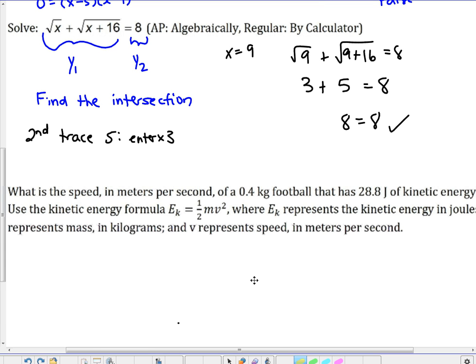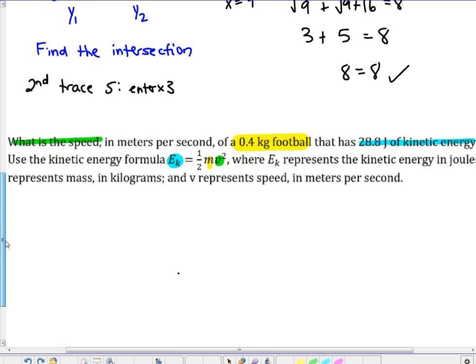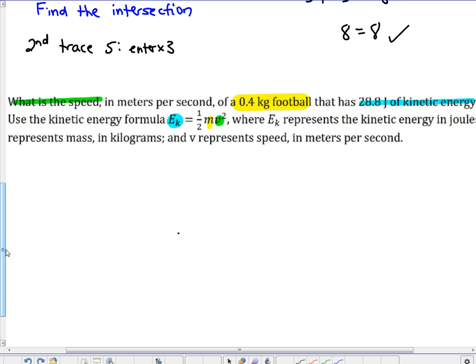It's not like physics, right? We tell you that we have a 0.4-kilogram football. What does that represent? Which variable? That's mass, okay? We also tell you that 28.8 joules of kinetic energy, that's EK. And guess what we're solving for? V. What is the speed? We're looking for V. Quite simple, really. So we sub in what we know.